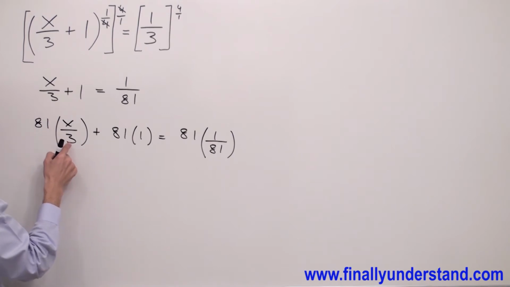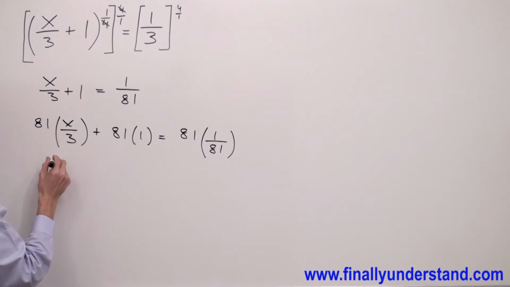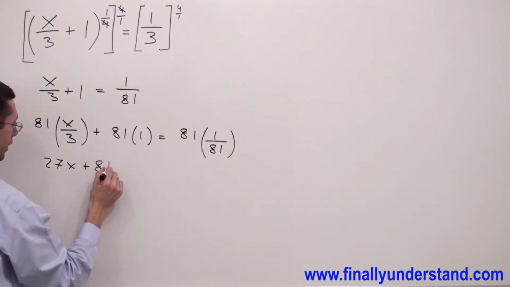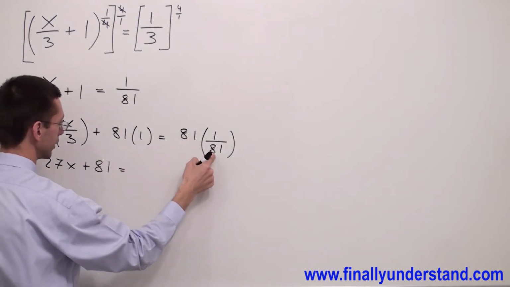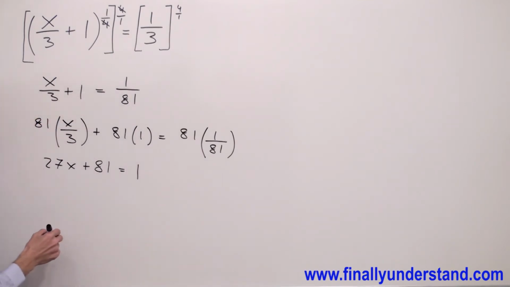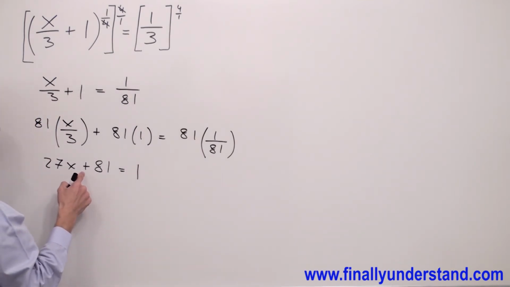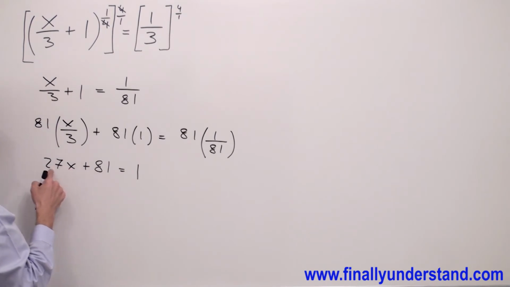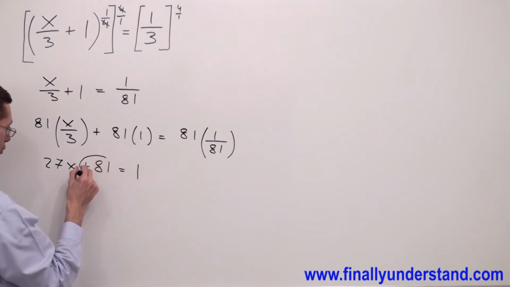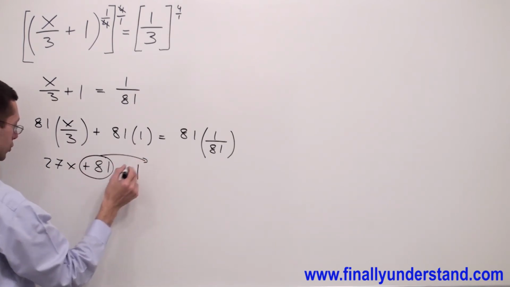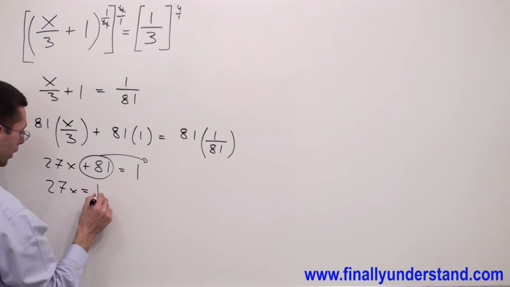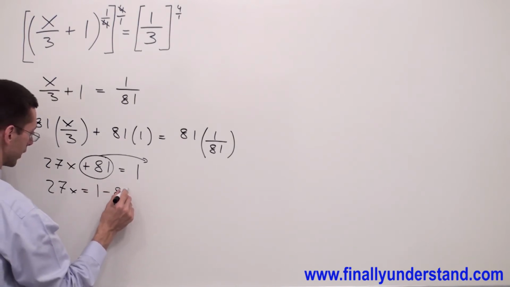81 divided by 3 is equal to 27. So that's why I have 27x plus 81 equals 81 divided by 81 is 1, 1 times 1 is 1. Next, I have to make sure that on the left side of my equation I'm going to have just x. Everything without x I have to move to the other side. That's why I'm going to move positive 81 to the right side. So I have 27x equals 1 minus 81.